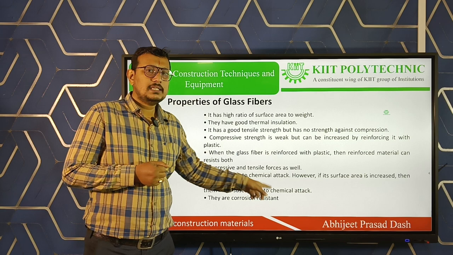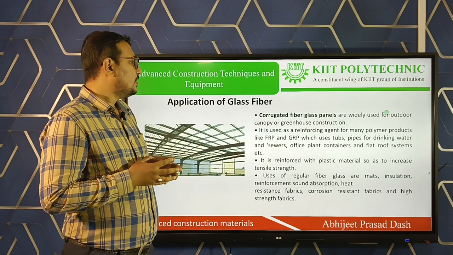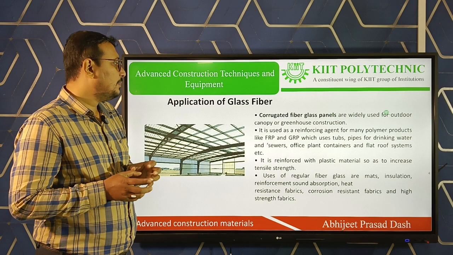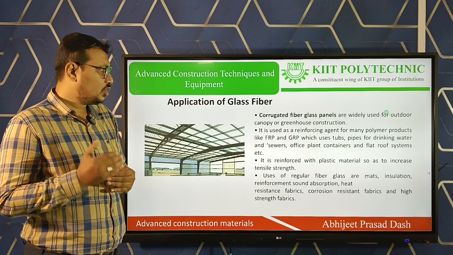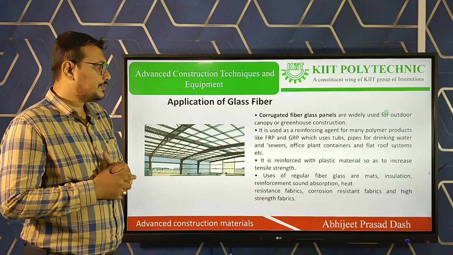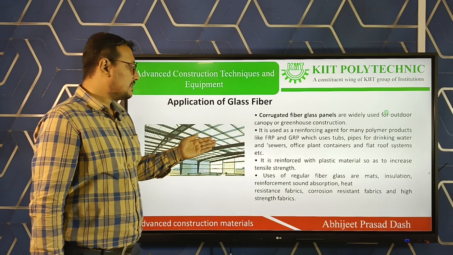Application side of glass fiber: corrugated glass fiberglass plate panels, as you see, covering the roof. Widely used for outdoor canopy and greenhouse construction. It is used as a reinforcing agent for many polymer products like FRP and GRP, which are used for tops, pipes for drinking water and sewers, office plant containers, and flat roof systems, etc. It can also be used for decoration purposes. It is reinforced with plastic materials so as to increase tensile strength.